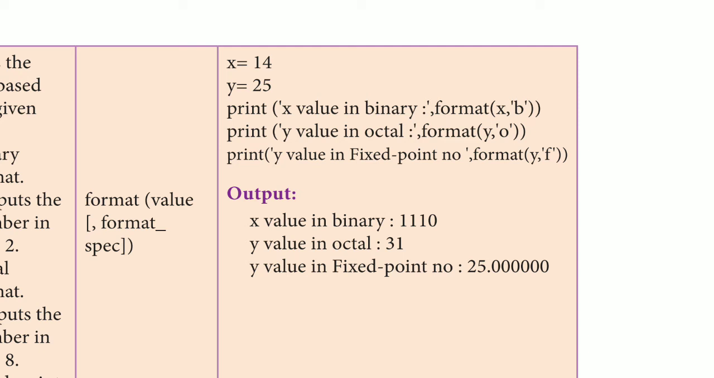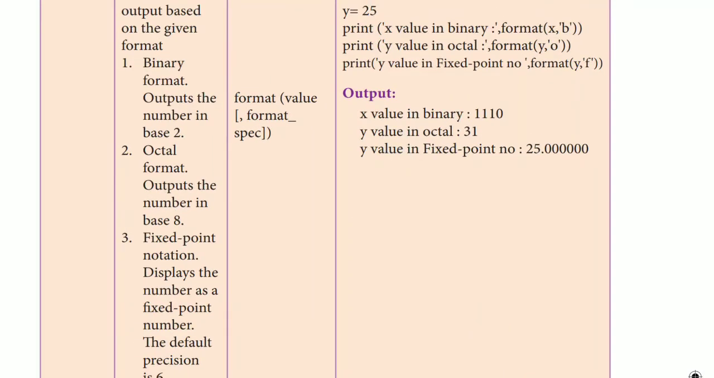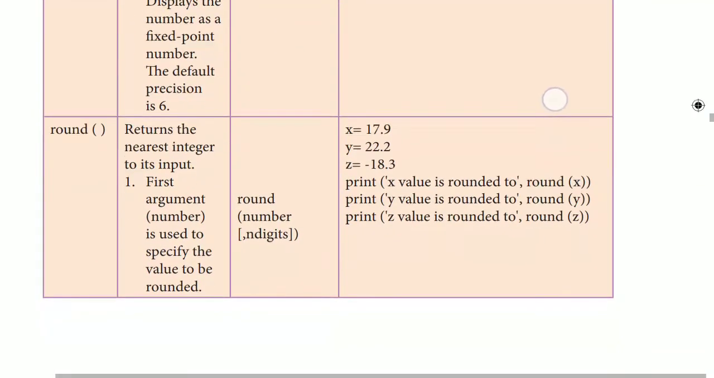And the next thing is fixed point numbers. Here you can see that y is only 25, but by default the fixed point is 6 decimals, and you can see that 25.000000 zeros are provided to denote it as even more precise.